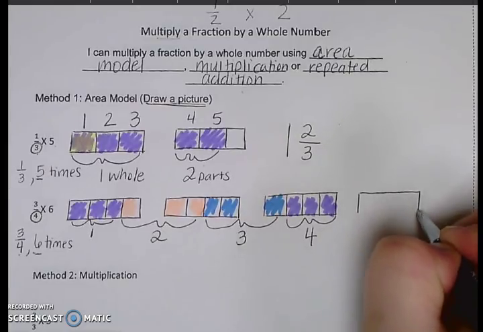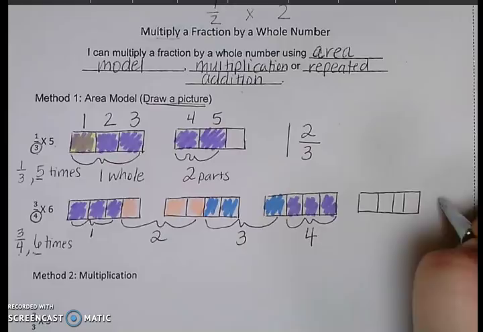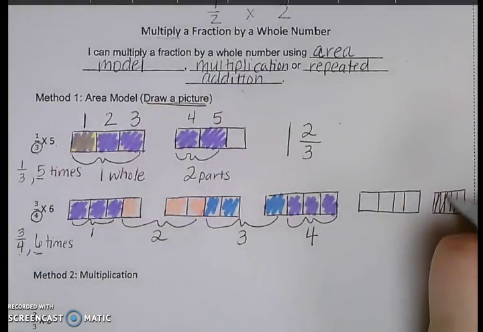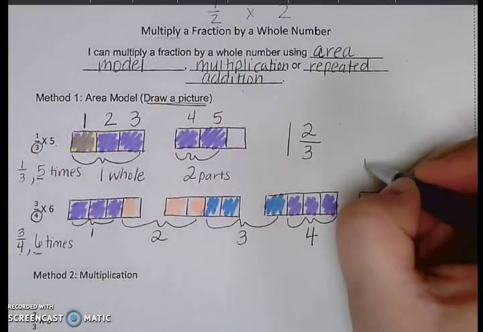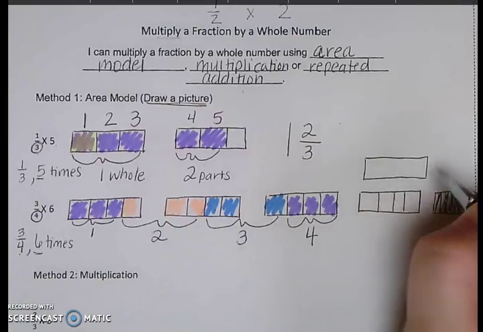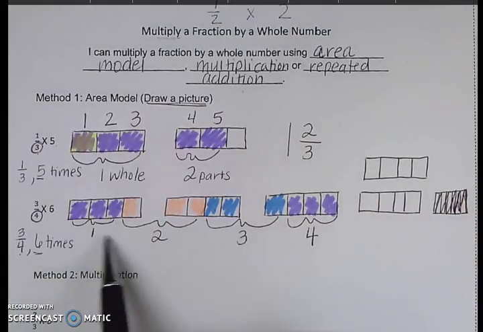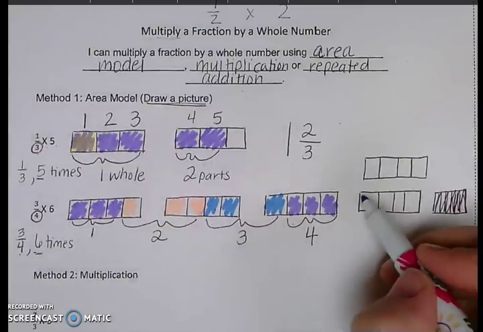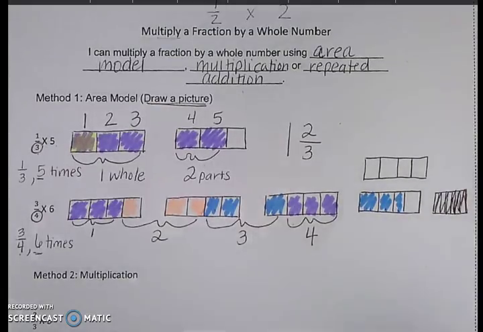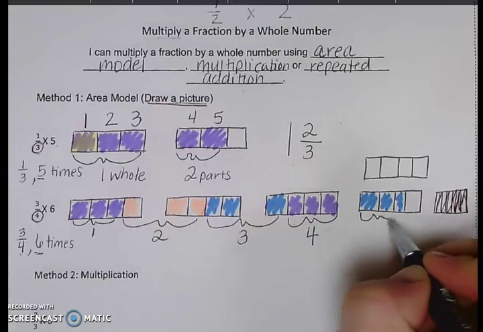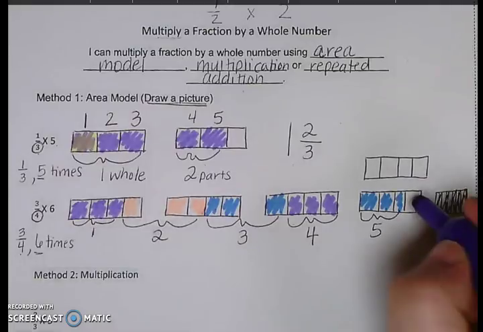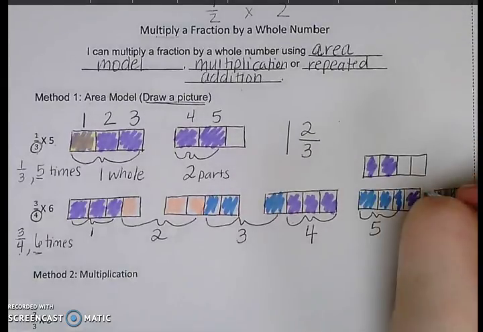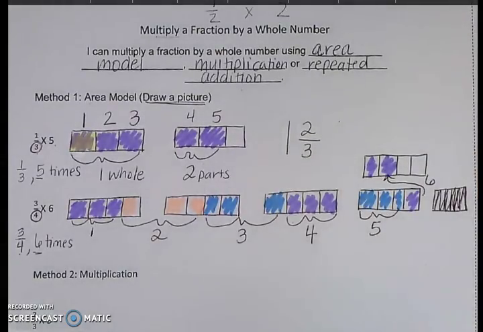I've got to draw a couple more boxes here. Oops, that one looks kind of tiny. I'm going to redo that. I don't want it to look so off here. I'm going to draw it just right above. Okay, so I've got 4 3/4. I need to do it 6 times. So here would be 5 times. And then 1, 2, 3. So between here and here, that would be 6 times.